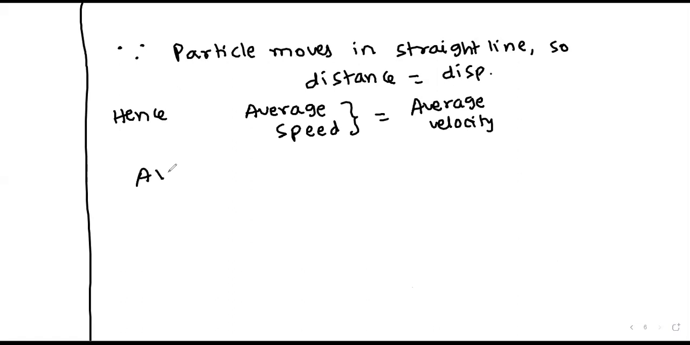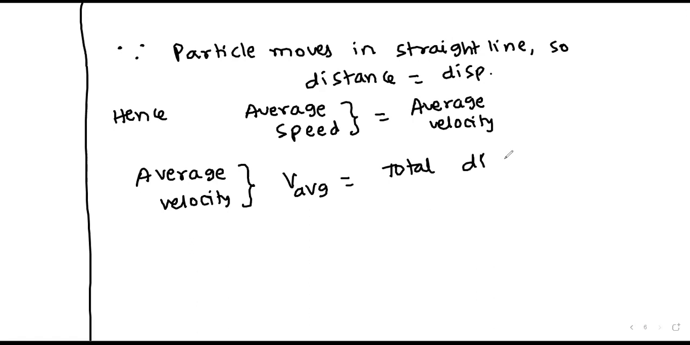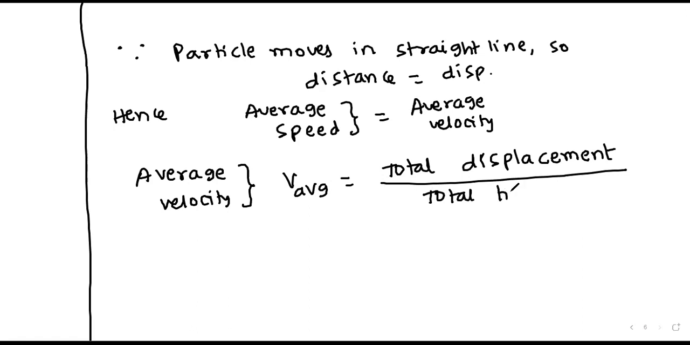By definition, we can say that average velocity, V average, equals total displacement traveled by the particle to the total time taken. Total displacement by total time taken.